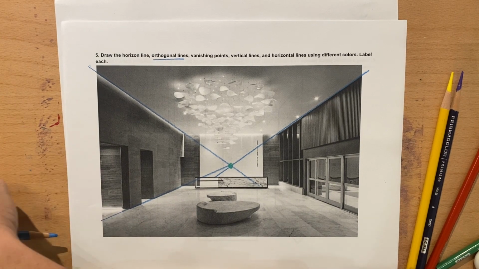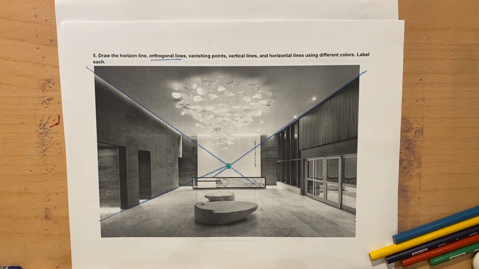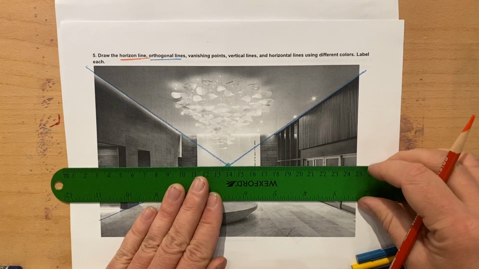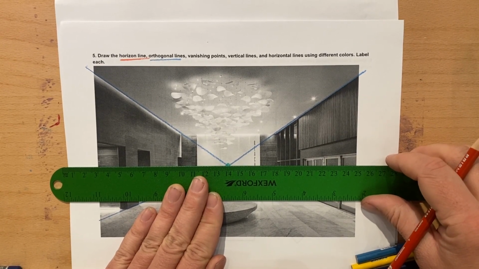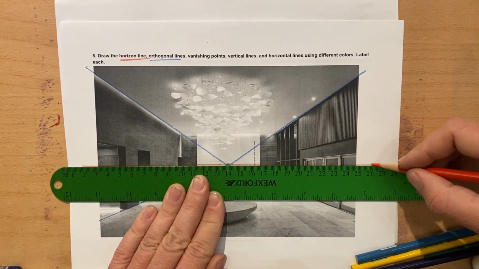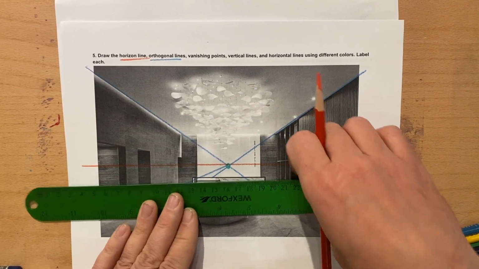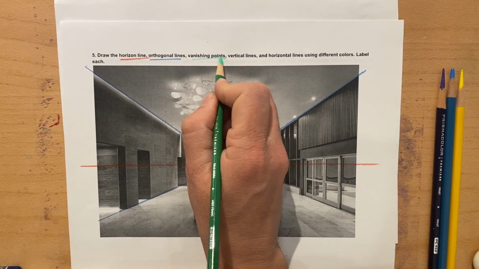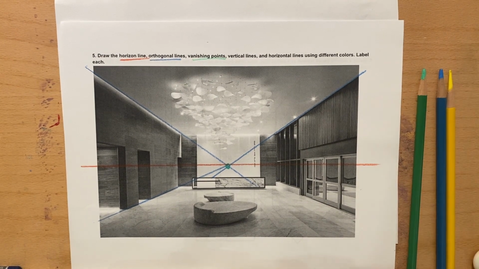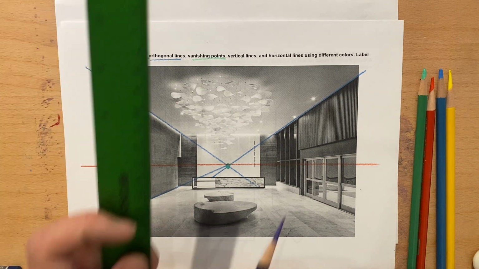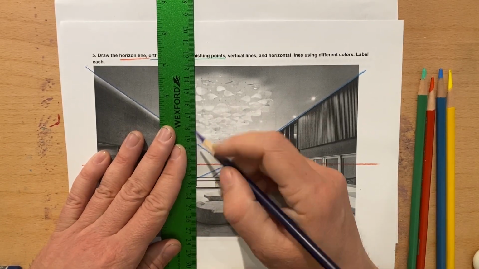All right, after we've got the orthogonals and vanishing point identified, we can do the horizon line. The horizon line is going to go through the vanishing point, and we want to make sure it's horizontal. All right, there's our horizon line. Let's color code our vanishing point too. And vertical lines, we did in purple. So vertical and horizontal lines are going to be on this wall that's facing us. So we're going to be looking for surfaces that are facing us directly for our vertical and horizontal lines.